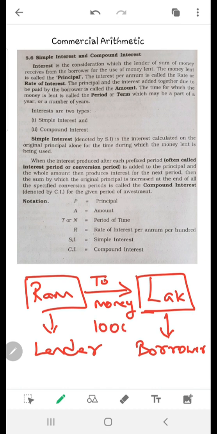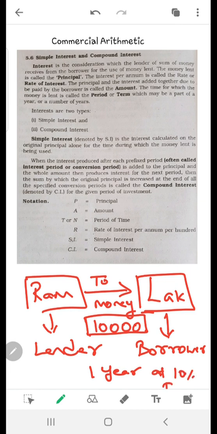So Ram has given 10,000 money to Lakshman for 1 year at 10% per annum. We'll take the example of this one. So here Ram becomes the lender, Lakshman becomes the borrower. The money which he has given, 10,000, that becomes principal. So 1 year, that will be the time, and 10%, normally that one will be called as rate of interest.